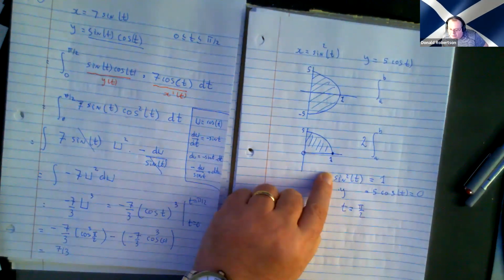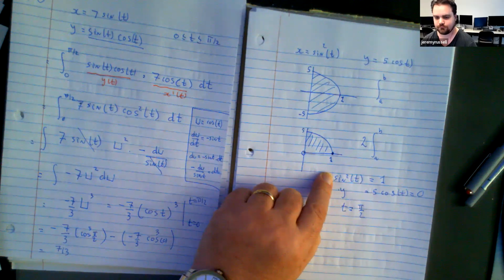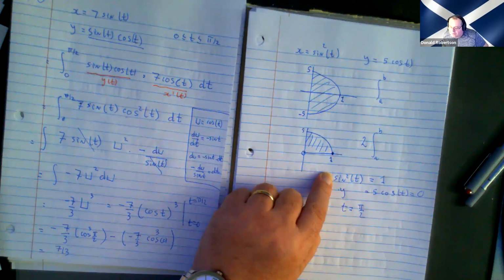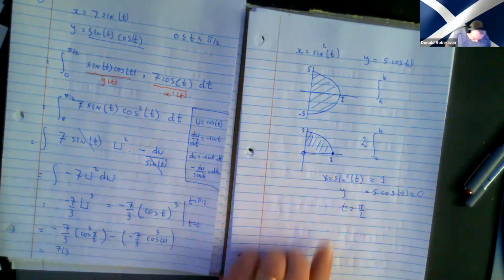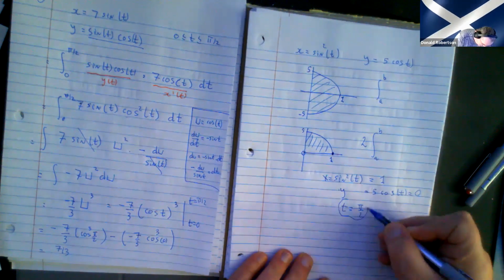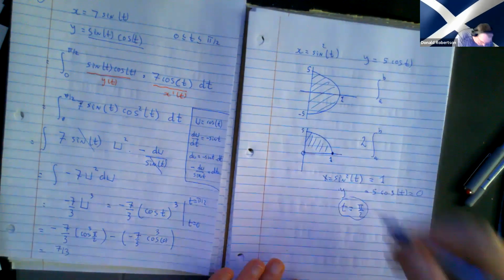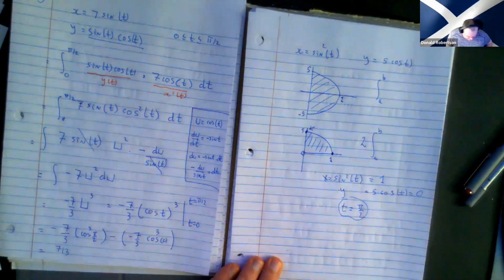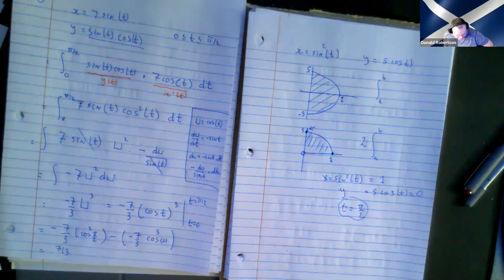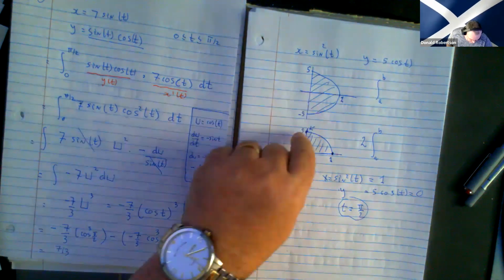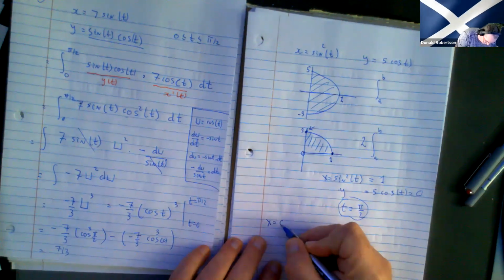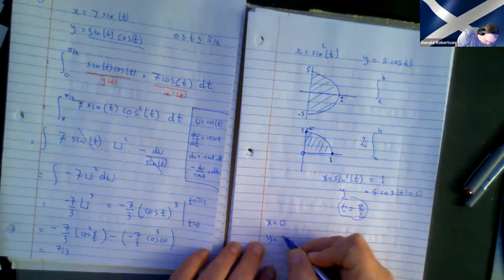Sine squared pi over 2 is 1, because that's what sine pi over 2 is, squared. So 1 squared is 1. 5 cosine pi upon 2 is 0. So I have found that point. Now, how about that one? Well, if I wanted to find the coordinates of that point, wouldn't the x coordinate be 0 and the y coordinate be 5? Agreed?